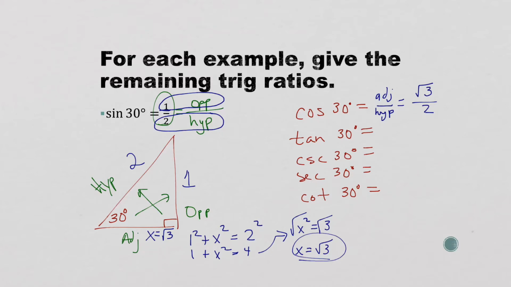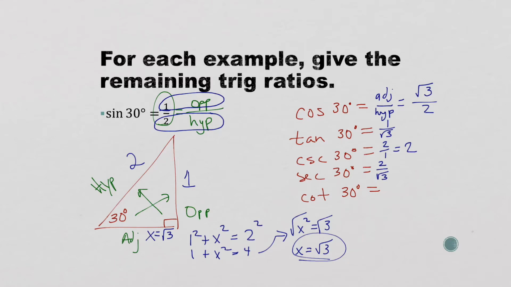Now that I have all 3 sides, I need to just go through my ratios. Tangent is opposite over adjacent, so 1 over square root 3. Cosecant is going to be 2 over 1. Make sure you reduce that to just 2. Secant is the reciprocal of cosine. So if I know cosine is square root of 3 over 2, secant is 2 over the square root of 3.